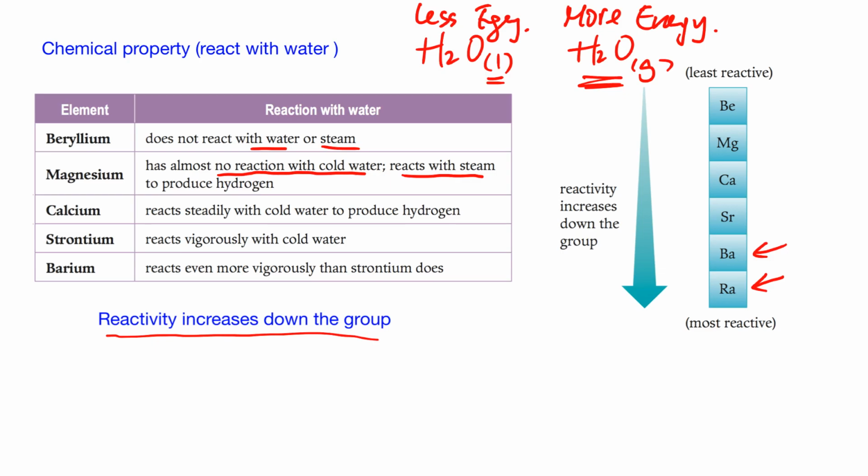And calcium, because it's more reactive than magnesium, this time we don't need steam. Cold water will do. And strontium and barium, all of them are more reactive than calcium and magnesium. So you see that they can react with cold water vigorously or even more vigorously. The important point here is that the reactivity of group 2 elements increases down the group.